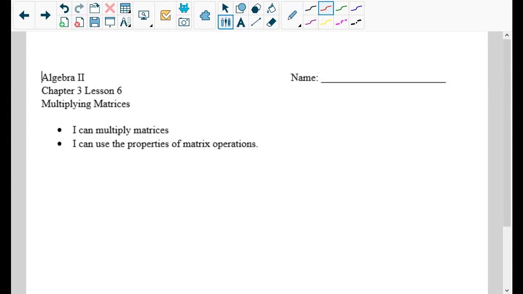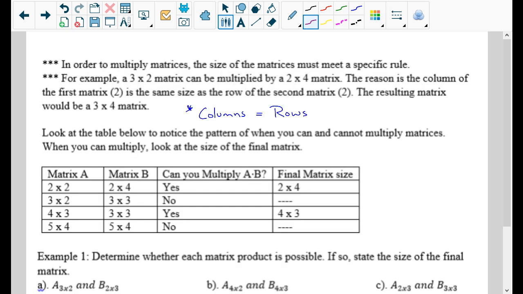Chapter 3, Lesson 6, Multiplying Matrices. So last time we added, subtracted, we had some scalars in there. Well, we can multiply these matrices as well. So let's take a look at how we can do that.